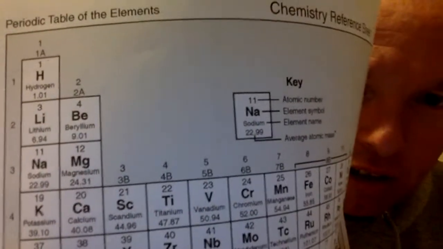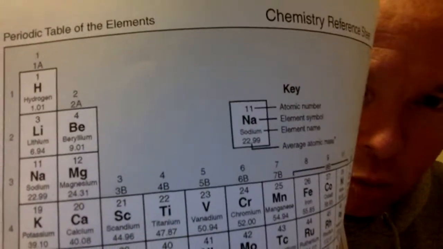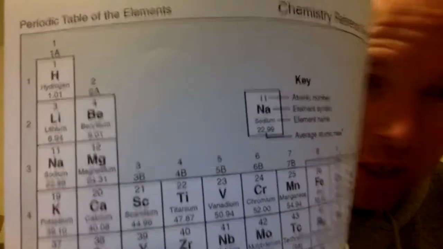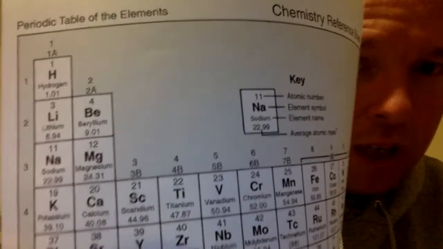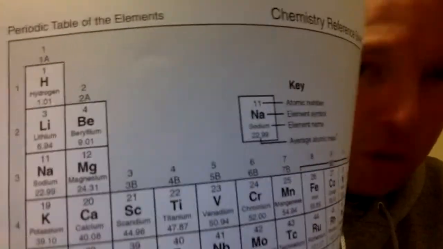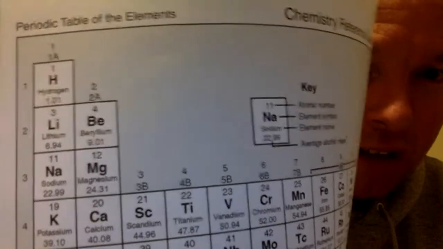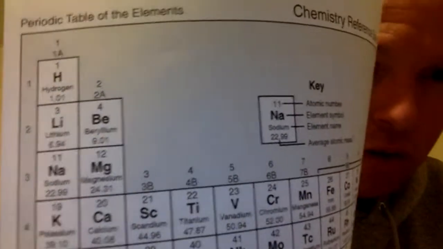You can see that there's a number one, and there's also the number 1A. Now, I want you to pay attention to that 1A. That is one really efficient and useful way to number the groups. So we have group 1A, we have group 2A, which is the alkaline earth metals.